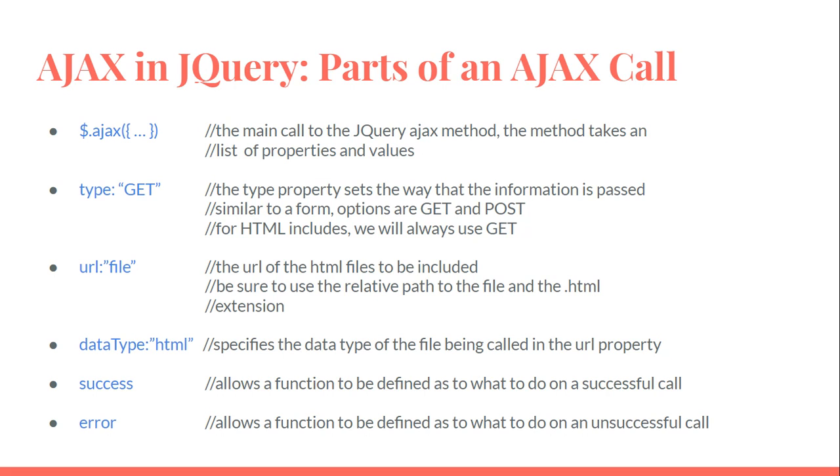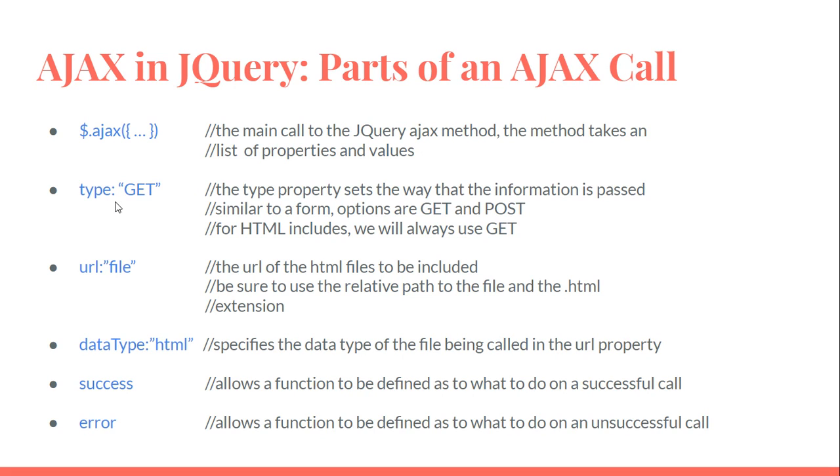So let's break down the parts of an AJAX call. The first thing that we have here is the actual AJAX function. So we start with the $, which is the shorthand for jQuery.ajax. It is a function, so it's got parentheses. And what we're sending into the parentheses is a set of curly braces with a list of properties. It's actually an object going in with a list of properties and values. So here's a couple of the properties that we'll send in. Certainly there are others, but these are the ones we're going to focus on right now.